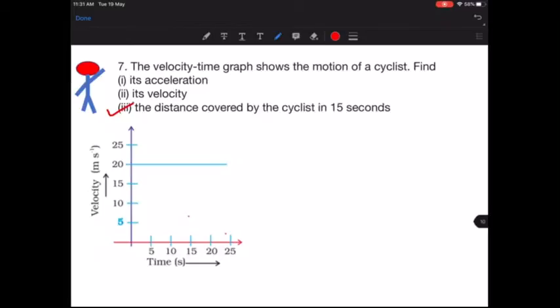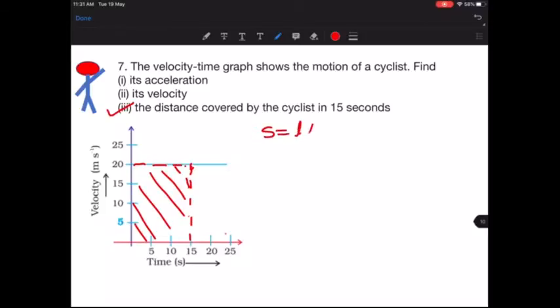This third part is absolutely easy. Till 15 seconds, what is going to be the distance? Look, where is 15 seconds? This is 15 seconds. So you have to go up like this and touch this line. So you will be getting a rectangle. So what you have to do is just calculate the area of this rectangle. If you calculate the area, you will be getting the distance till 15 seconds. So let's first calculate the distance.